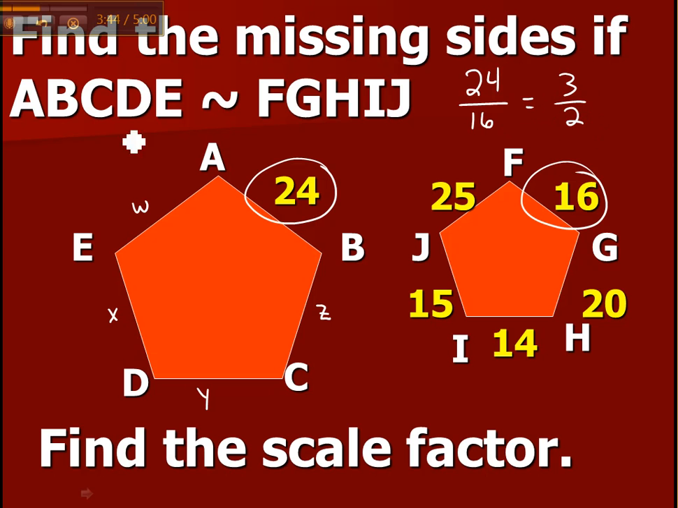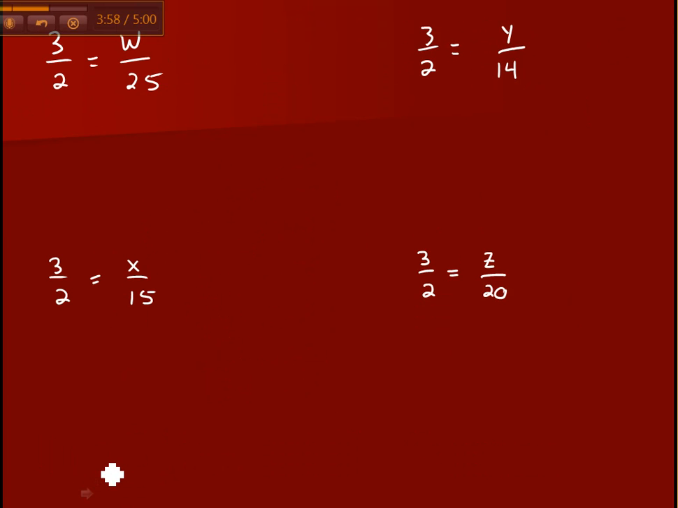You do want to read that similarity statement very carefully because sometimes they switch it around. The only way you know which shape to use first is based on your statement. So let's use that scale factor to find the other sides. Each pair of sides has to be the same as that scale factor.